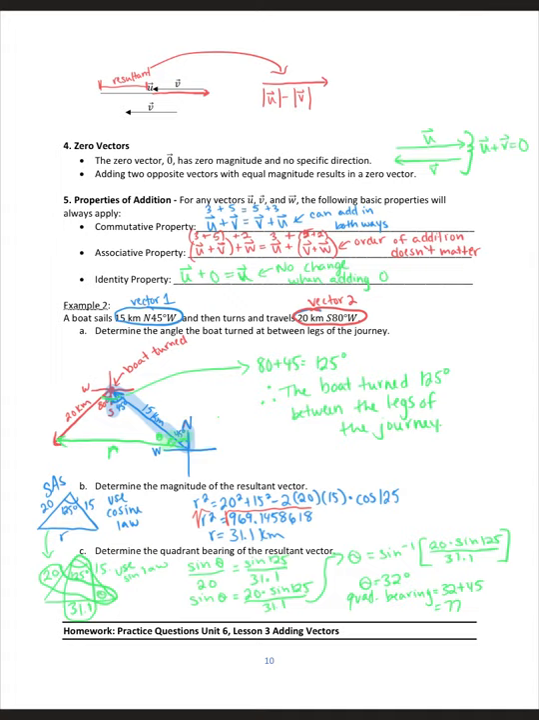And then again, we need to look back at that original drawing and see what direction it is. We can see that we are northwest, so we would say that it's north 77 degrees west. Okay, so for both of those questions, we identified the magnitude of the resultant as 31.1 kilometers, and the direction or quadrant bearing of that resultant was north 77 degrees west. That's it for your notes for today.